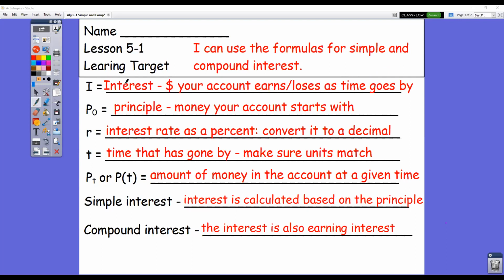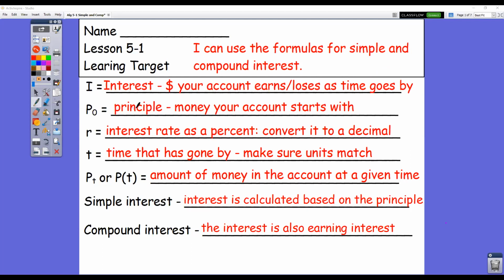All right. So we have a couple of letters because we have some formulas today. Anytime we see the letter I, it stands for interest. That's the extra money that your account either earns or, not necessarily loses, but gets charged extra as time goes by. P sub zero is your principal, all right? Yes, that principal is spelled correctly. It's not P-A-L. P-A-L is like the principal of a school. P-L-E is when we're talking about money.